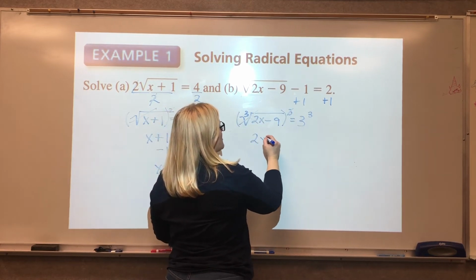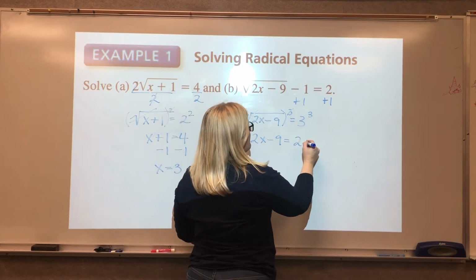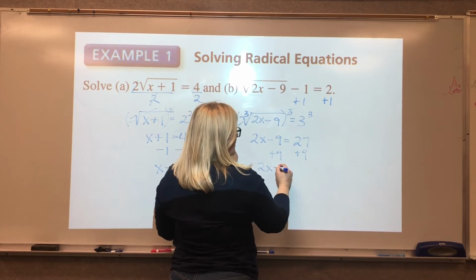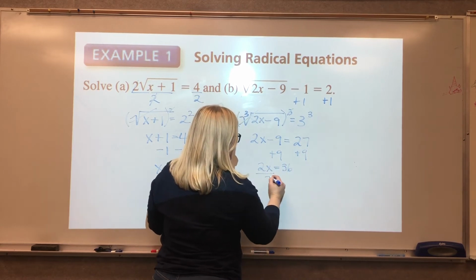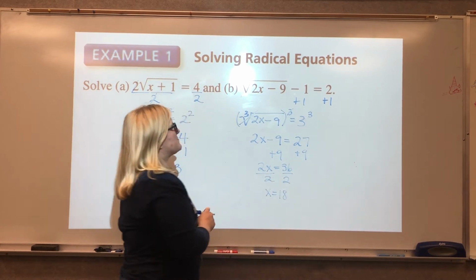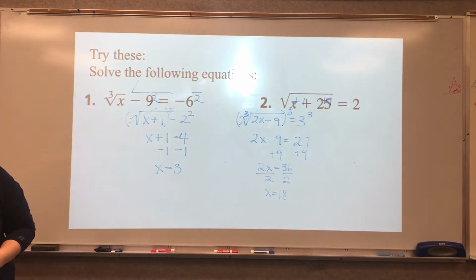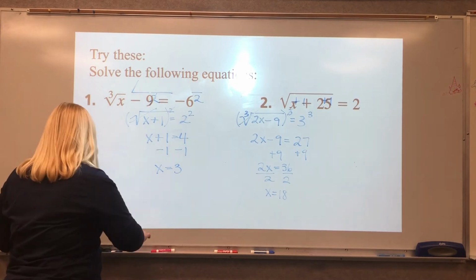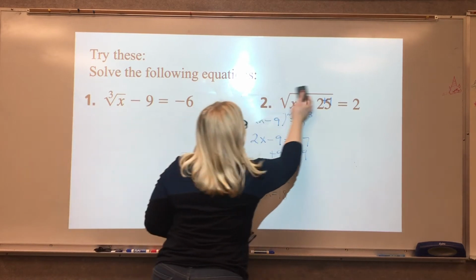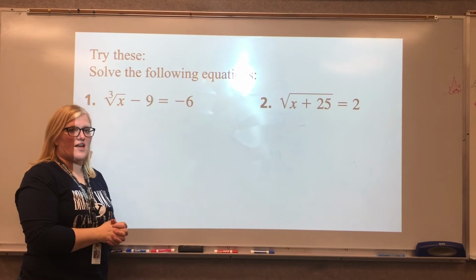So I've got 2x minus 9 equals 3 cubed, which is 27. Add 9, I have 2x equals 36. Divide by 2, and x is 18. All right. So I want you to go ahead and try these. All right, so go ahead and give these a try.